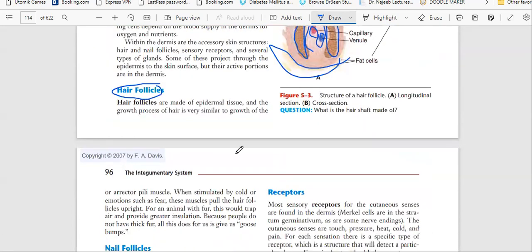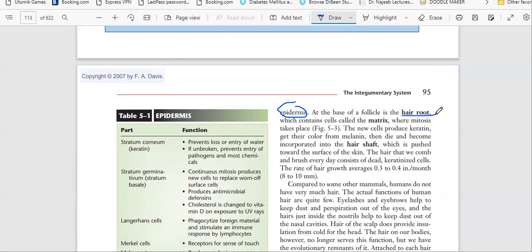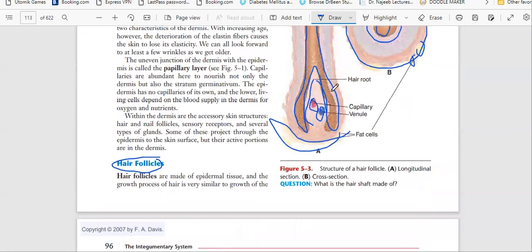Okay, so basically, hair follicles are made up of epidermis. Okay, and the growth process of hair is very similar to the growth of epidermis. So just as the epidermis grows, the hair follicles also grow, as the base of the follicle is the hair root. So this is the hair root. We are seeing that this is the hair root.